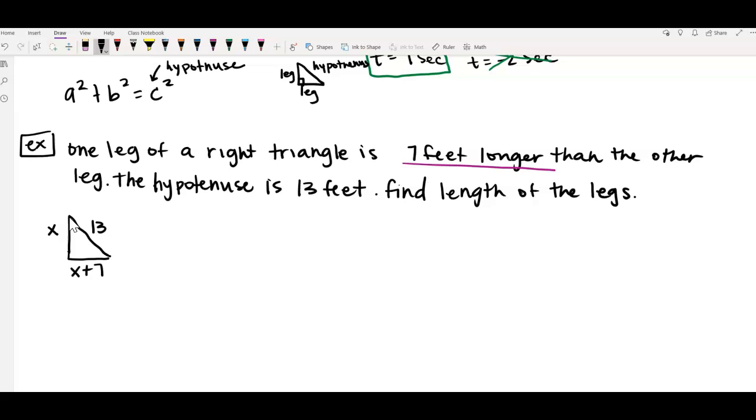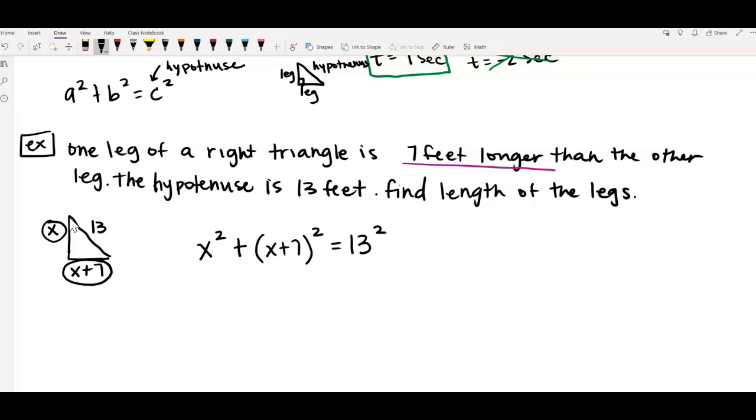So I'm going to go ahead and put those in for the Pythagorean theorem. So I'll put this x in place of my a. So I'll have x squared plus, now I'm going to put the x plus 7 in place of my b, so plus (x plus 7) all squared, and then equals the hypotenuse squared, which is 13 squared. And then we'll go ahead and figure this out.